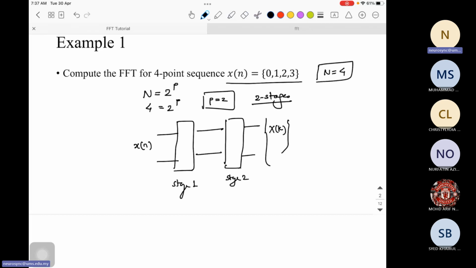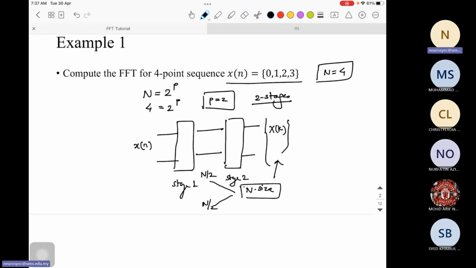So the smallest subset: if it is an N size DFT I want to calculate, this X of k is the N size DFT we want. Now this N is divided into 2 N by 2 subsets, 2 DFTs.